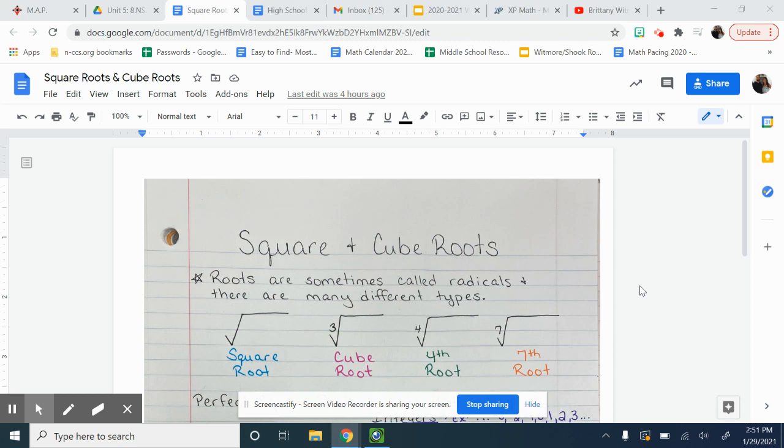Today we're going to talk about square roots and cube roots. Yesterday we worked on perfect squares and perfect cubes, so now we're just going to go the opposite direction. Roots are sometimes called radicals, and it's actually a radical symbol.